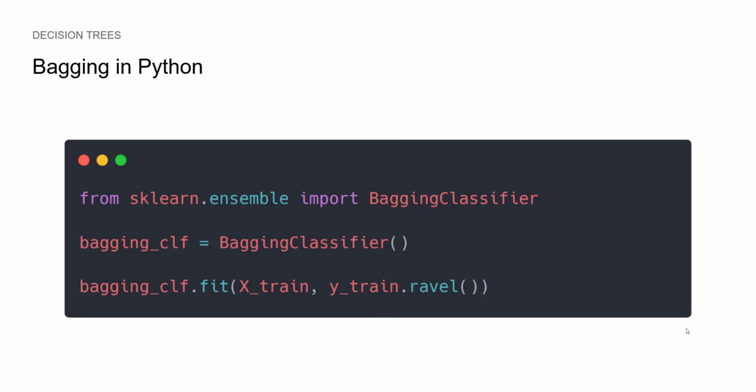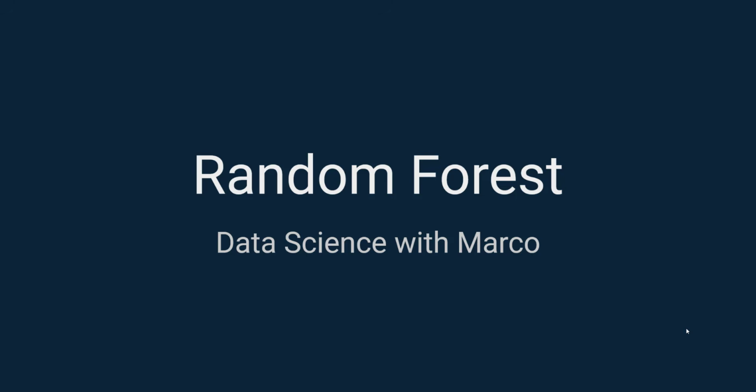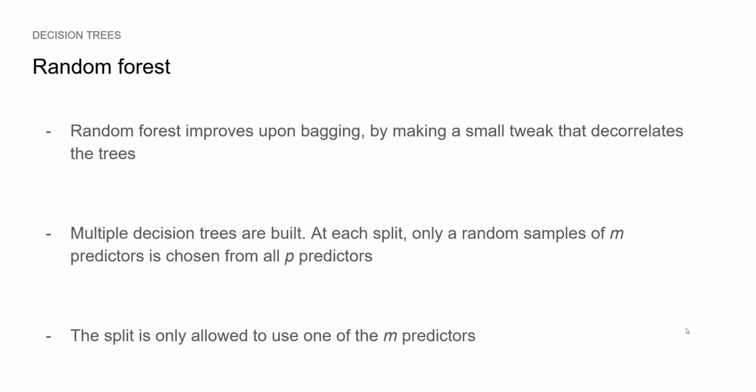In Python, as you can see, this is very simple to apply bagging. We can import the bagging classifier, initialize it, and then we fit it on our data. Now let's see how a random forest can also improve the quality of our predictions. Random forests provide an improvement over bagging by making a small tweak that decorrelates the trees.